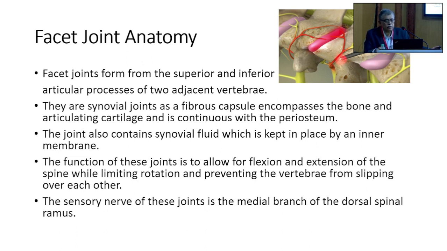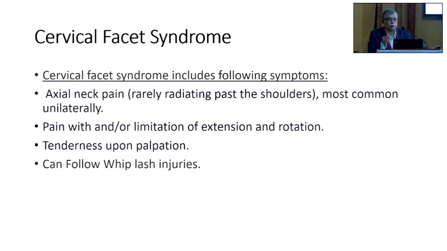The function of these joints is of course flexion and extension, while limiting the rotation and preventing the vertebra from slipping over each other. The sensory nerve is the medial branch from the dorsal spinous rami. The typical presentation of a cervical facet joint is an axial neck pain. Patient will come and tell you that I get pain in this part of the neck. You ask him, it's radiating down? No, not much radiation. Unilateral sometimes, very rarely bilateral.